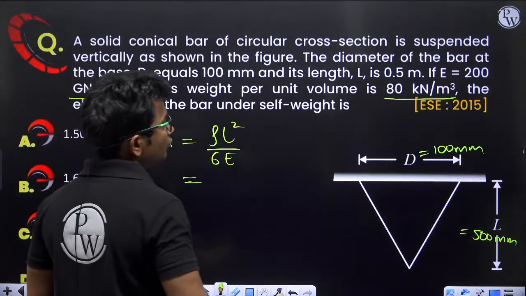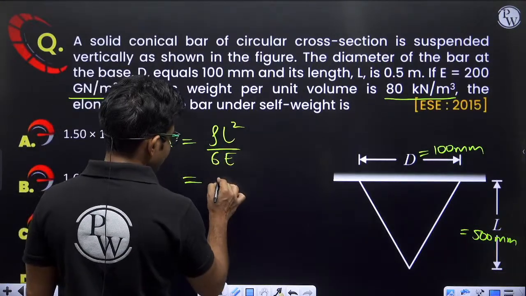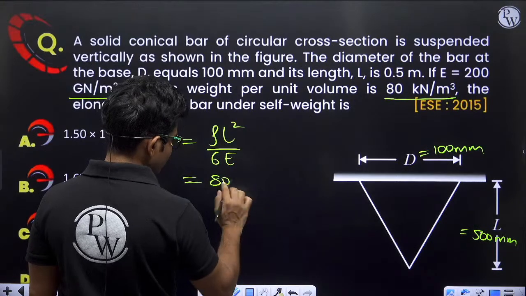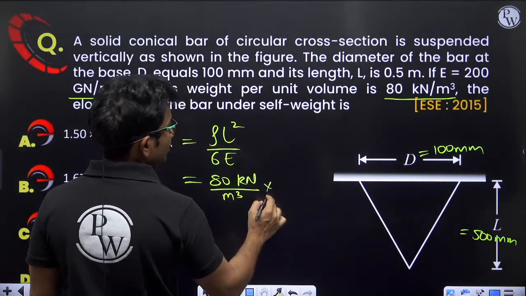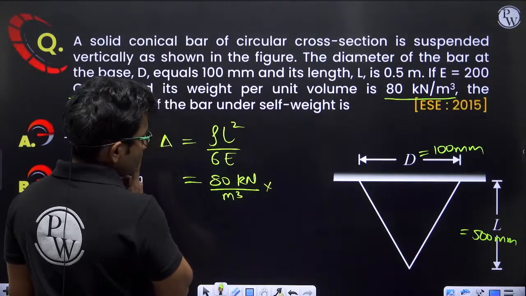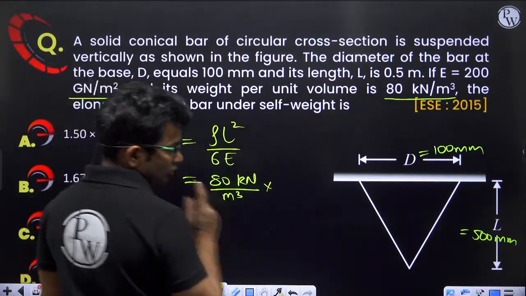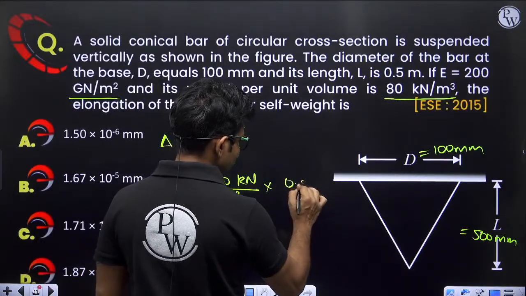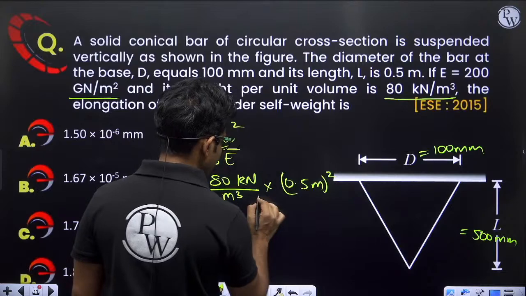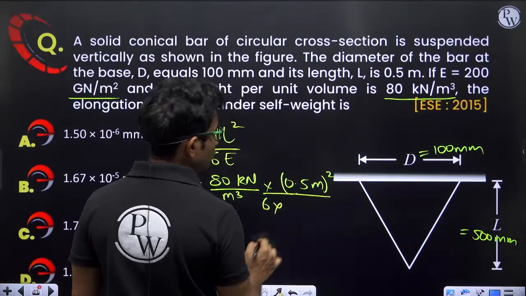What is the value of rho? 80 kilonewton per meter cube. Let us write units also. Into length. What is the length? So length, let us take as 0.5 meter only, because here meters are there. So 0.5 meter whole square divided by 6 into Young's modulus.